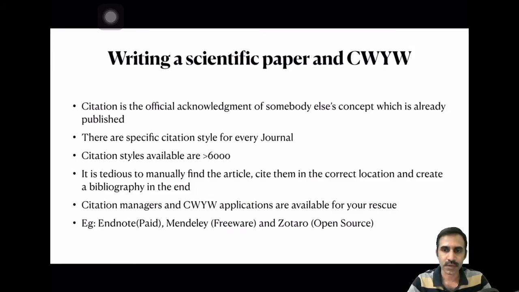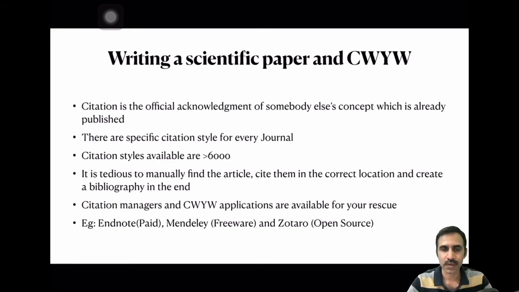Now we will be shortly touching upon the cite while you write concept in scientific paper writing. Citation is the official acknowledgement of somebody else's concept which is already published. There are specific citation styles for each journal. Citation styles available are more than 6,000. It is tedious to manually find the articles, cite them in the correct location, and create a bibliography in the end. Citation managers and cite while you write applications are available to our rescue, so we should know about them.